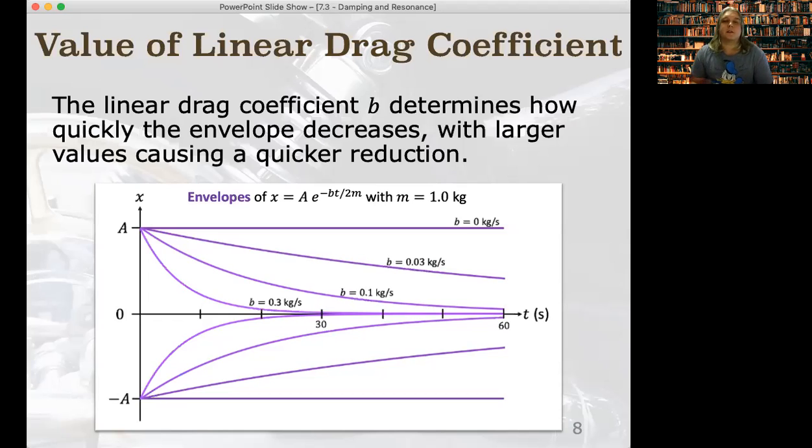So you can see that the linear drag coefficient will have a dramatic impact on the outcome of your system. A lower b value, less drag, means it will last longer. Higher b value, more drag, means it will die off very quickly.